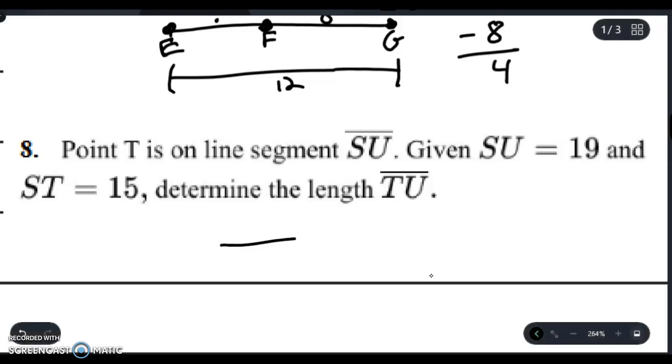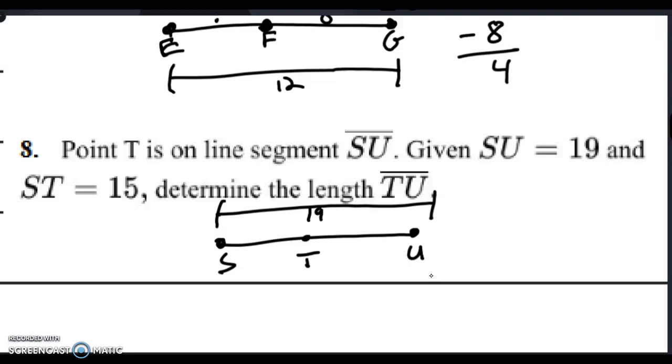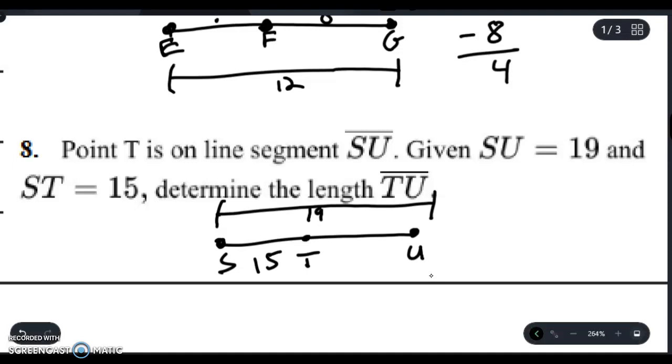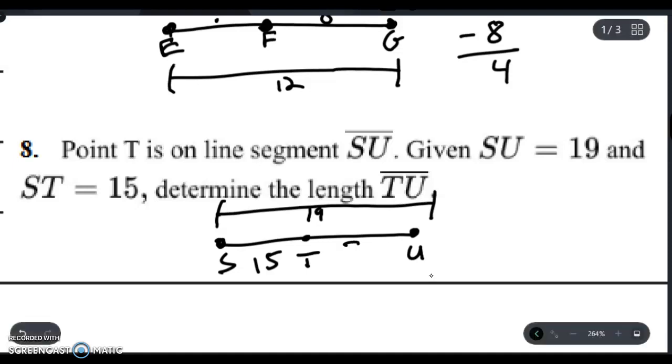All right, I got my line segment SU. I got T in the middle. SU, the whole thing, is 19. And ST is 15. Don't worry about it, it's not drawn to scale, so don't worry about this being that small. So how much is this amount right here? Well, we'll just do 19 minus 15, and you get 4.